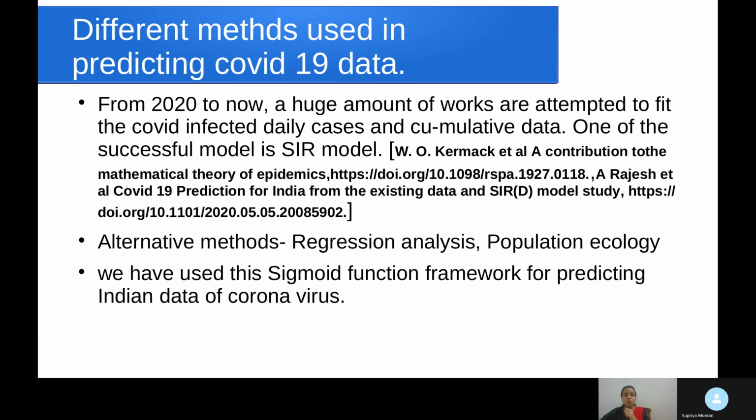As we all know, from 2020 WHO declared this coronavirus disease a pandemic, and till now a huge amount of work has been attempted by different authors to fit the COVID-19 infected daily cases and cumulative data. One of the successful models is the SIR model, though alternative methods like regression analysis and population ecology have also been used to fit the data. But in this paper, we have used the sigmoid function framework for predicting Indian data of coronavirus.